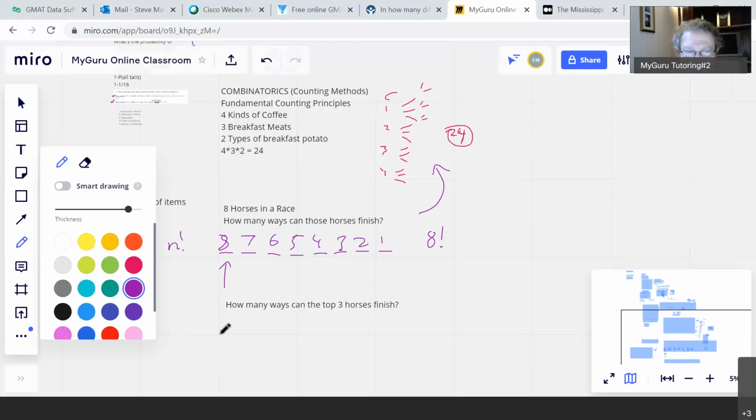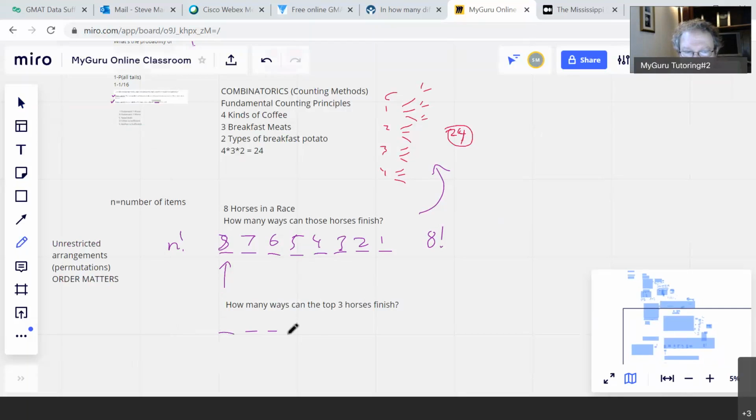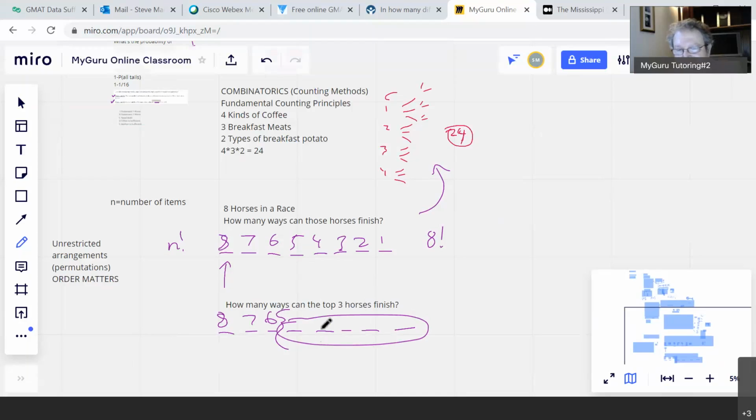So you're starting out the same way. We still have the same 8-horse race, all right? We still care about that first one. We still care about the second one. We still care about the third one. We don't care about anything else. We don't care about all the permutations of the stuff at the bottom. They don't matter. They're redundant. But there's lots of ways that those bottom 5 horses could have finished that we don't care about.